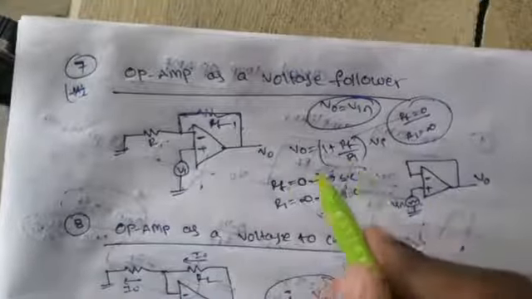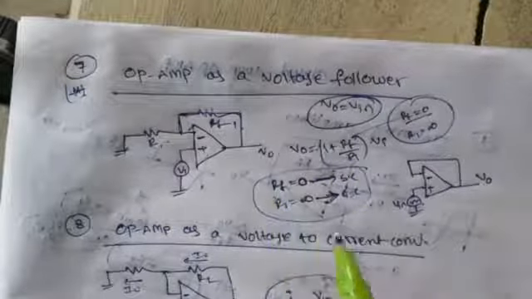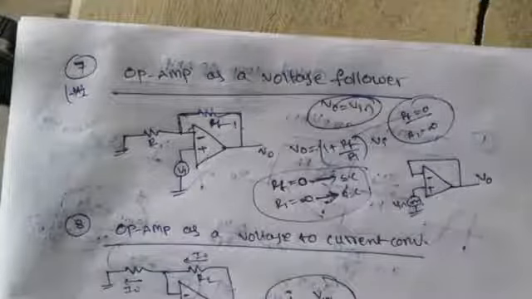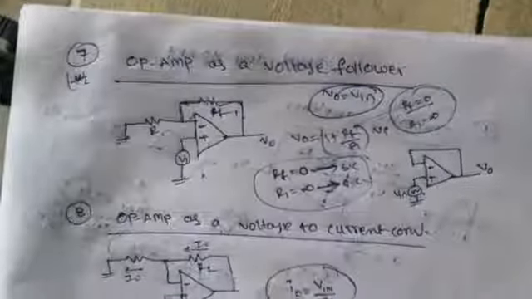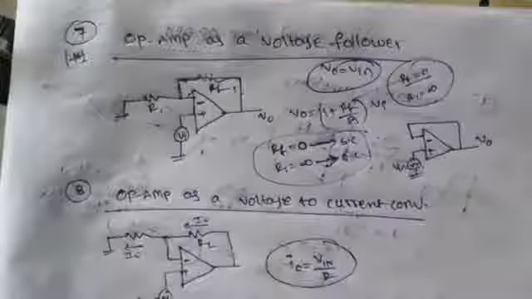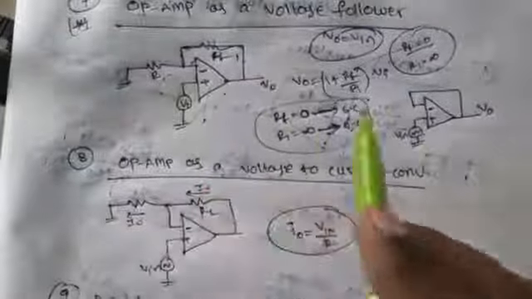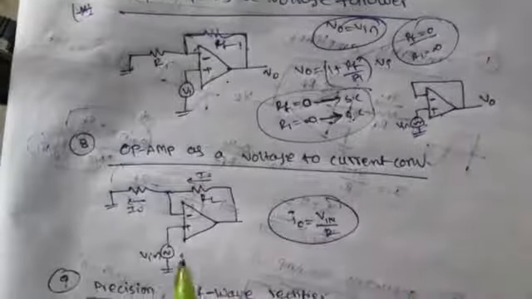So these points are very important. Feedback path resistance should be 0. If it is 0, it will act as a short circuit. Input side resistance should be infinity. Infinity means it will act as an open circuit. With these two changes in this circuit, we will get the voltage follower circuit.